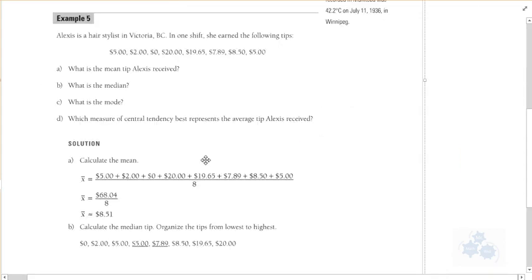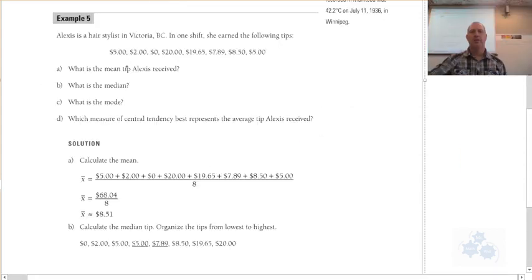Okay, so let's move to example 5 together, and we'll take a look at this one. Now, we are asking for the mean, the median, and the mode, and then you're going to be asked a different question: which measure of central tendency best represents the average tip Alexis received? So in this question, Alexis is a hairstylist in Victoria. In one shift, she earned the following tips: $5, $2, $0, $20, $19.65, $7.89, $8.50, and $5.